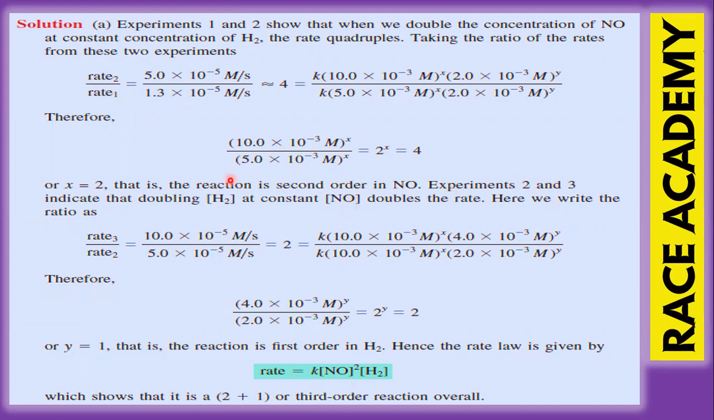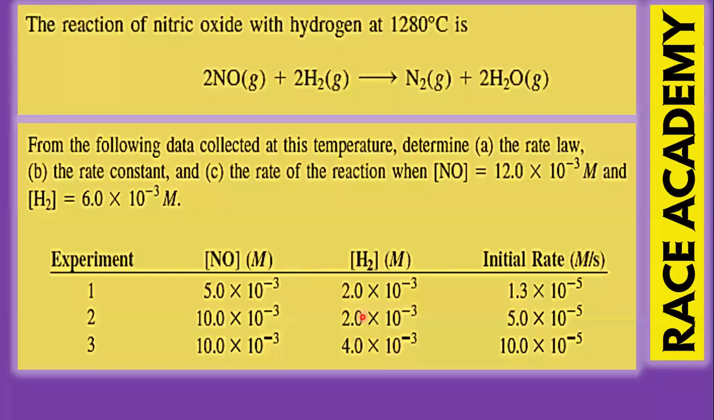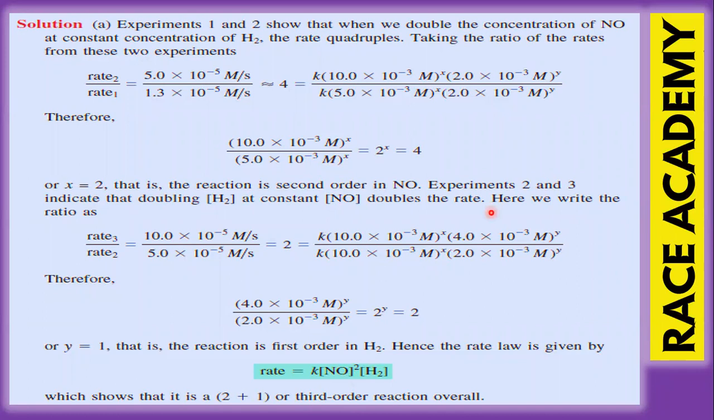For experiments 2 and 3, the hydrogen concentration is given differently, but the NO concentration is constant. If you take these values, we got 2 power y equals 2. Y we are considering as the order with respect to hydrogen, and that we got is 1. Thus, we have the order with respect to NO and the order with respect to H2, and substituting in the formula, we got the rate law: rate is equal to k into [NO] power 2 and [H2] power 1. The overall order is a third order reaction.